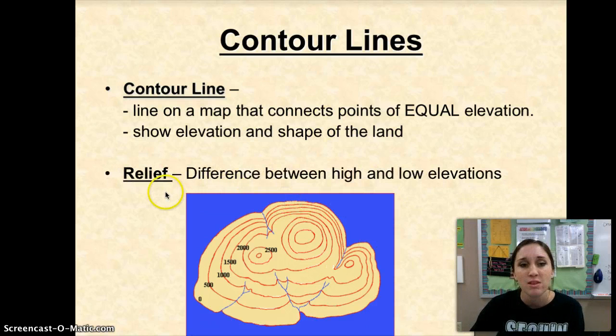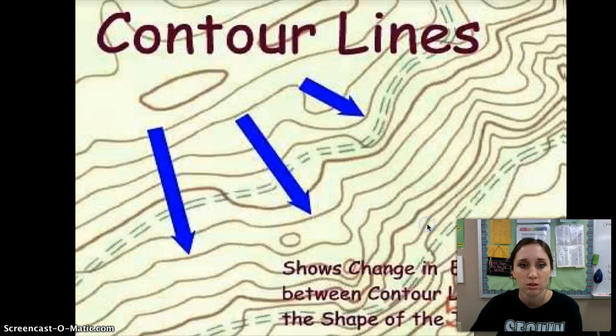Relief is the difference between the highest point and the lowest point. So you would take 2,500 and subtract 0 from it. So relief is just the difference in elevation. Okay, here's another example of contour lines, just to show you what it looks like.